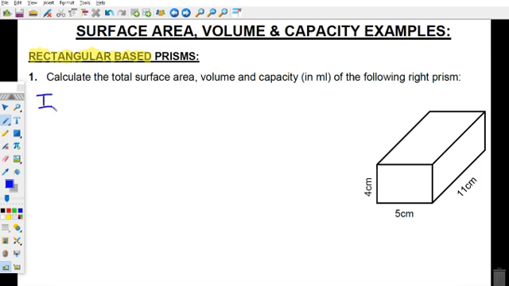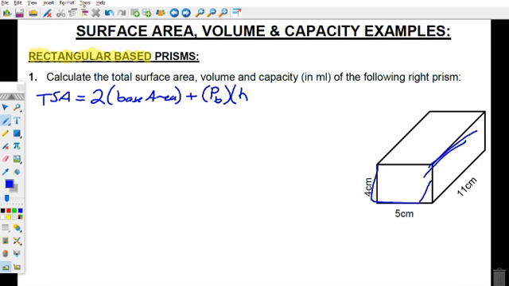So the total surface area is equal to, now what did we say my formula was? 2 times my base area, plus my perimeter of my base multiplied by my height. And that height comes from what? The expanded portion. That makes it a prism. So it goes from just a two-dimensional shape into a three-dimensional shape.